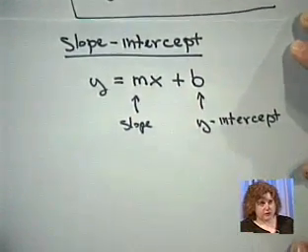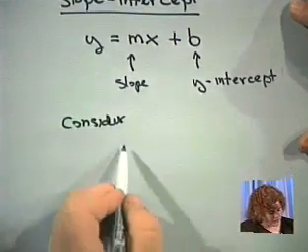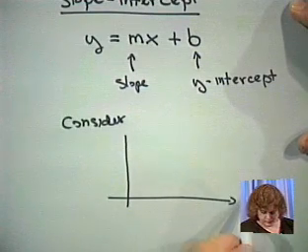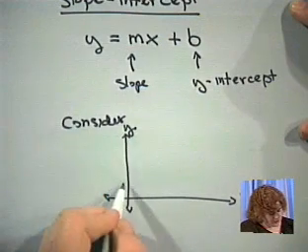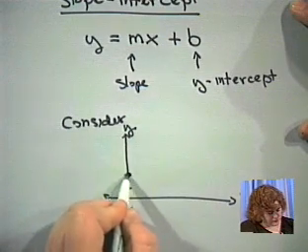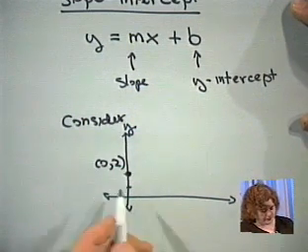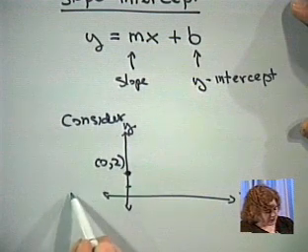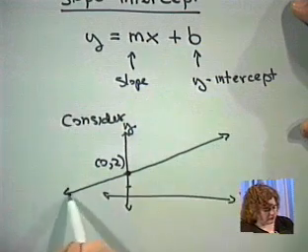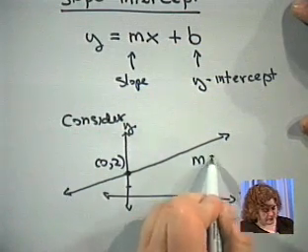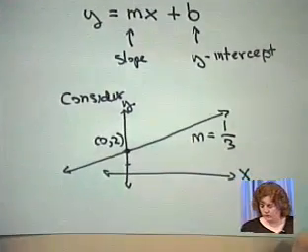And let's just consider a graph. You have your x-axis and your y-axis. Let's suppose you have the point (0, 2). That's your y-intercept. I'm not going to put a whole lot of detail on this graph; I'm just going to eyeball something here. You have this line, and it has a slope of 1/3. It rises 1 and runs 3.